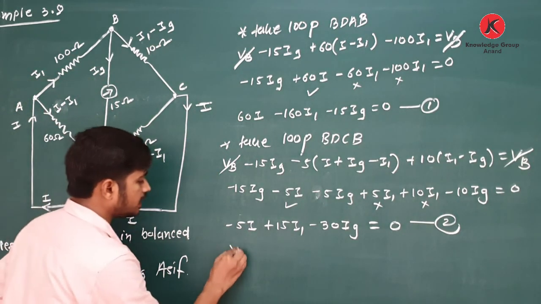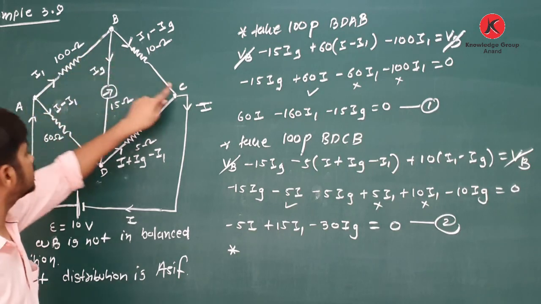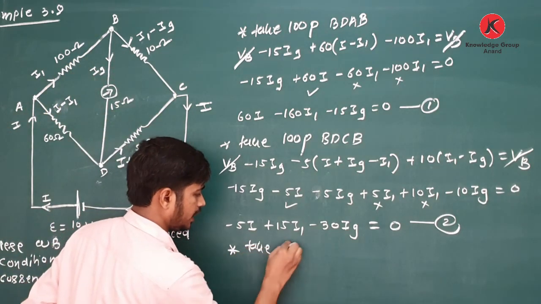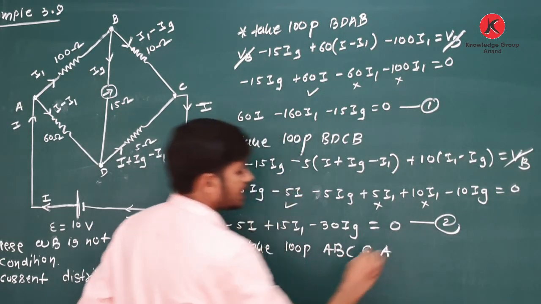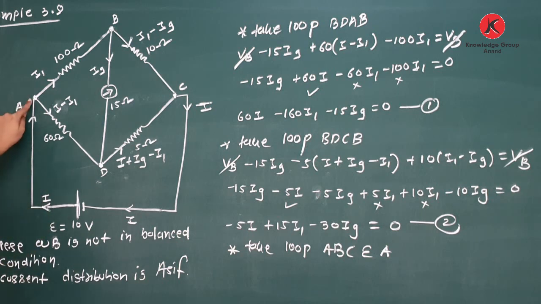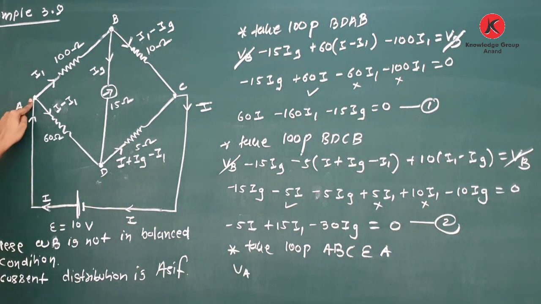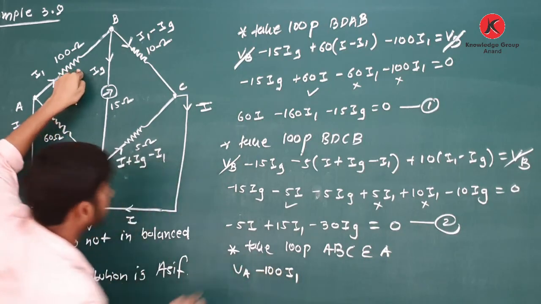So how to obtain the third equation? We will take this part: A, B, C, E, A. Take a look. We are starting from point A, moving towards B. I1, 100 ohm, in direction, means it is minus 100 I1.